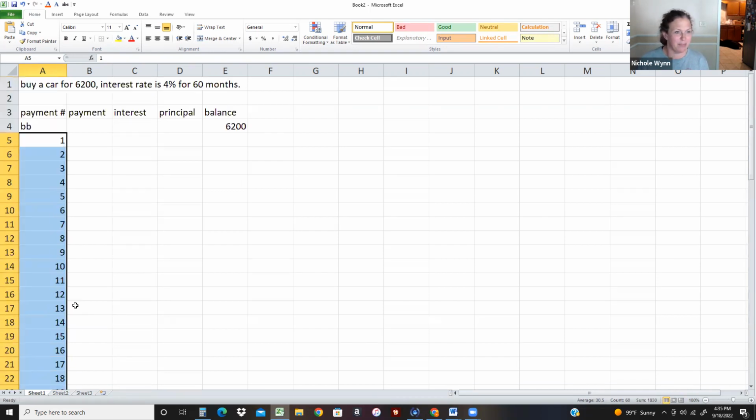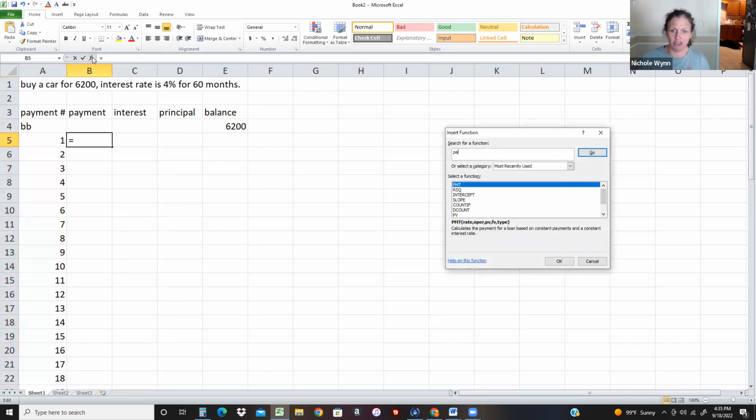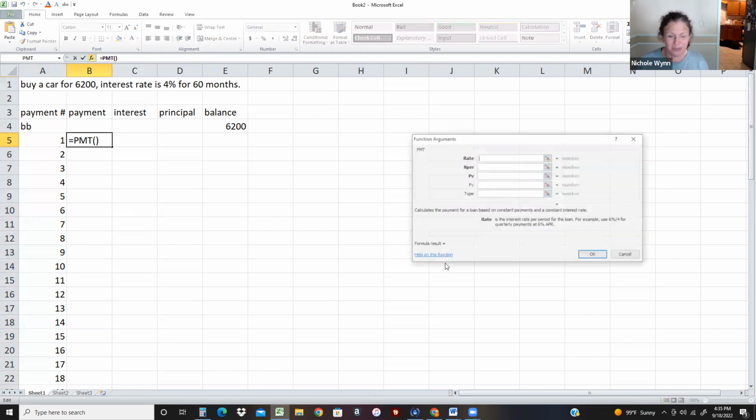Okay. So my payment, I need to calculate my payment, and you guys need to know how to do this for your project. So this will be a good place to come back to. What I'm going to do is hit f of x, and I'm going to search for the function called payment. PMT is the function's name, and I'm going to hit OK.